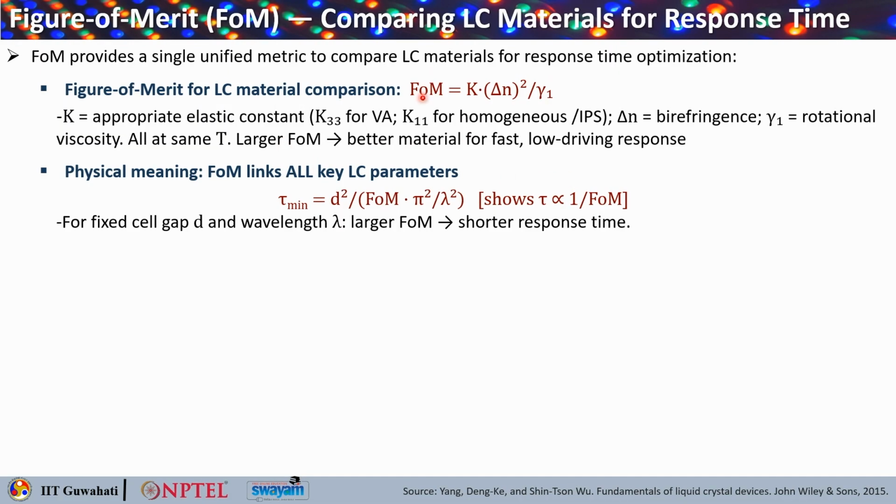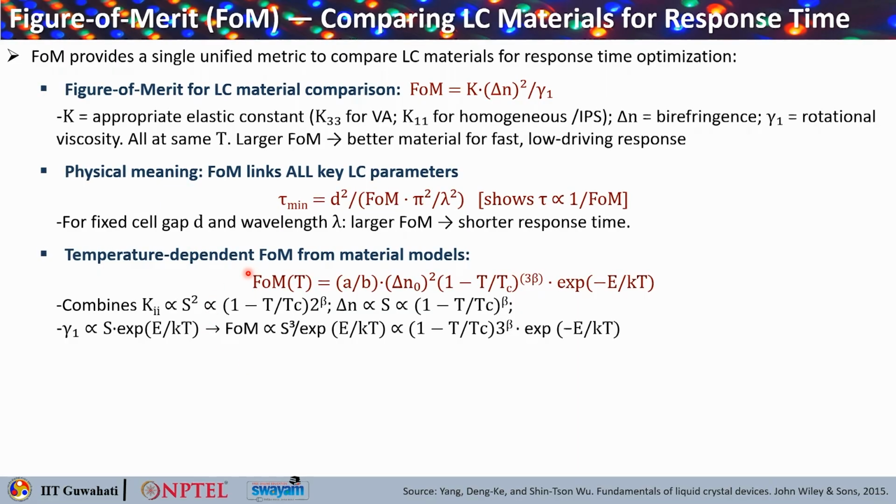So, if you have the larger figure of merit, that means this material is the best for fast switching with low driving response. So, what is the physical meaning of this FoM? This FoM basically links all the liquid crystal parameters. So, tau min can be obtained as 1 over FoM. That is basically coming from d square divided by FoM into pi square by lambda square. So, if you consider a fixed cell gap d and a fixed wavelength lambda, larger FoM means shorter response time.